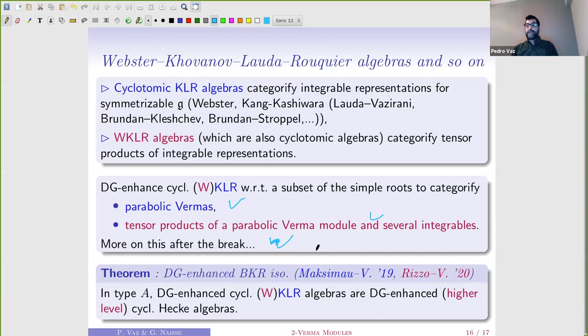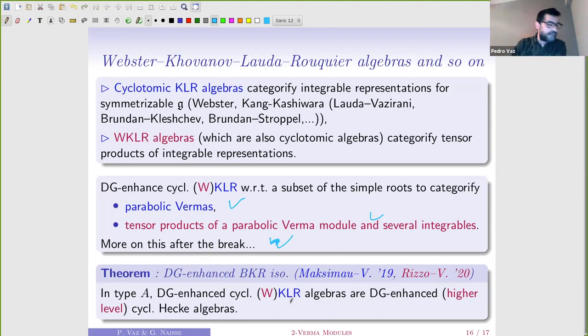And the last result is that in type A, as in the case of KLR algebras, all these algebras are versions of Hecke algebras. So DG enhanced, higher level, as Mazorchuk and Stroppel called Hecke algebras.